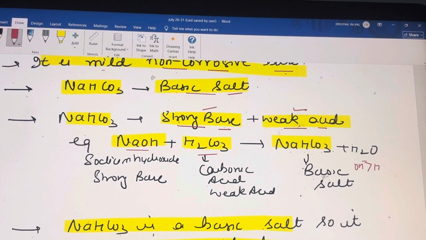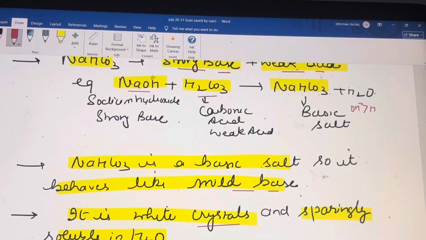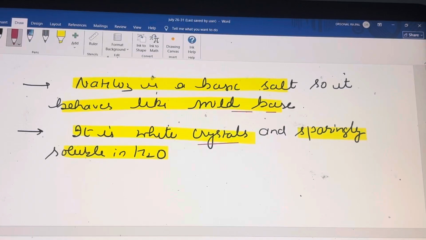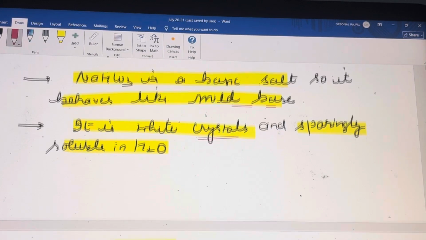And baking soda is also a salt, but it is a basic salt because it is made up of a strong base and a weak acid. The strong base here is sodium hydroxide and the weak acid here is carbonic acid. So in a way, I just want to repeat again, sodium bicarbonate, baking soda, is a basic salt and it behaves like a mild base, and it is white crystals and it is sparingly soluble in water.